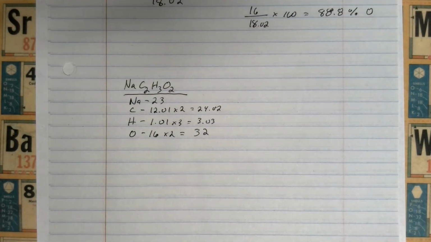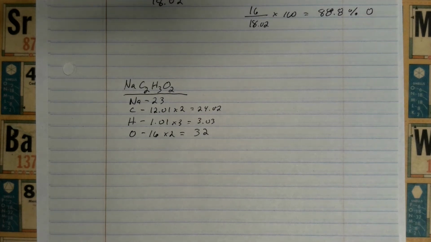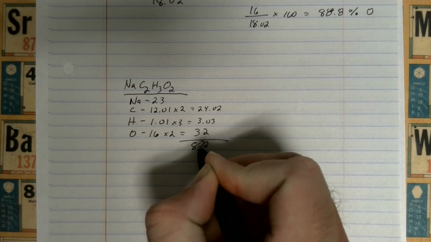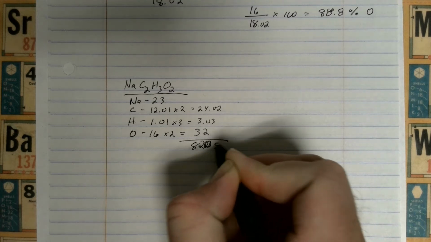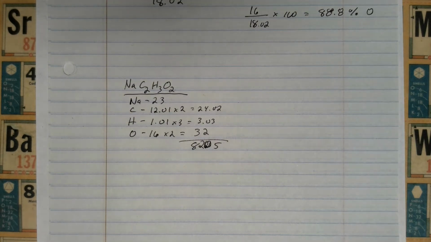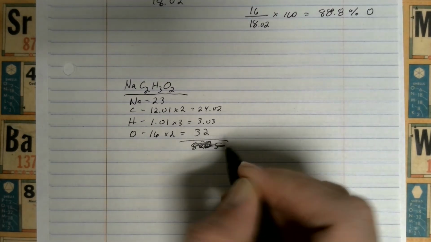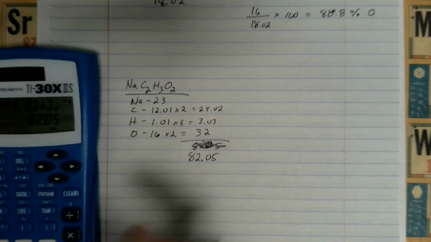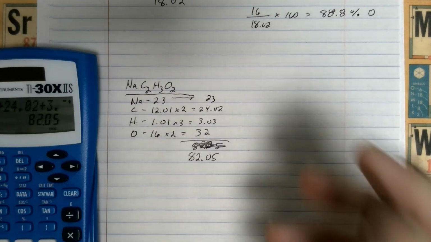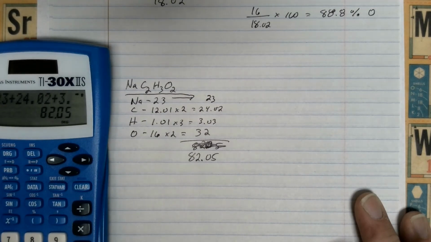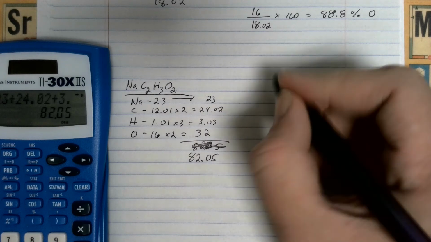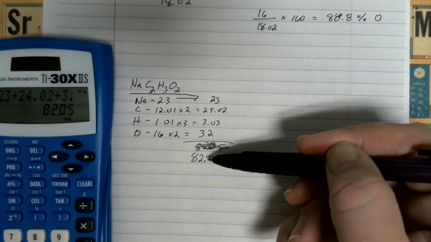So if I add those all up, 23 plus 24.02 plus 3.03 plus 32. So this gives me 82.05. Let me rewrite that. 82.05. Okay. Again, I'm adding the 23 as well. All right, so now I take each one of these and figure out what their percent is. So I do each part over the whole.